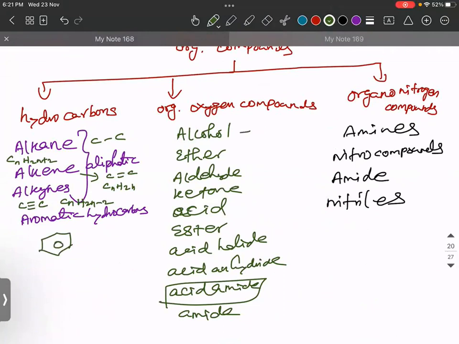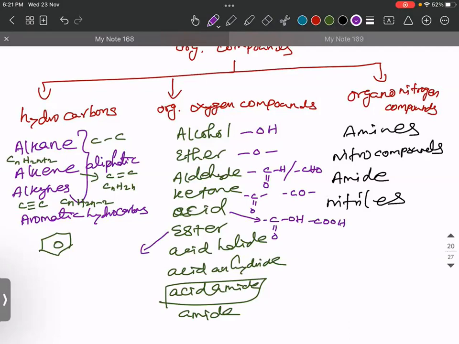Alcohol, you have the functional group OH. Ether, oxygen. Aldehyde, CHO or COH. Ketone, you have only carbonyl with 2 carbons. So generally they will write CO. Acid, you have COOH. Ester, it becomes COO.